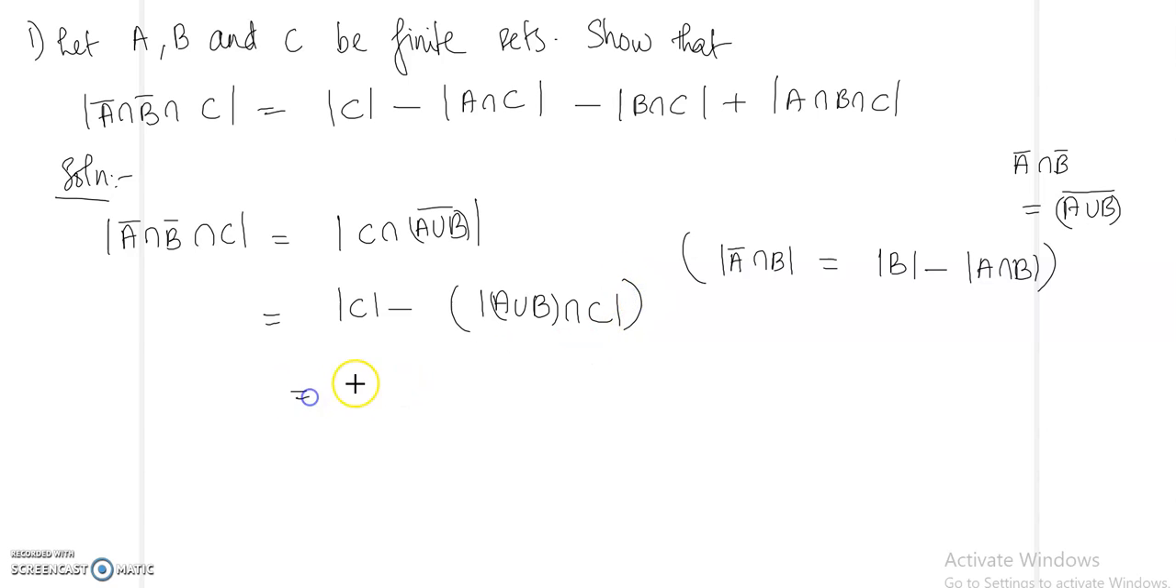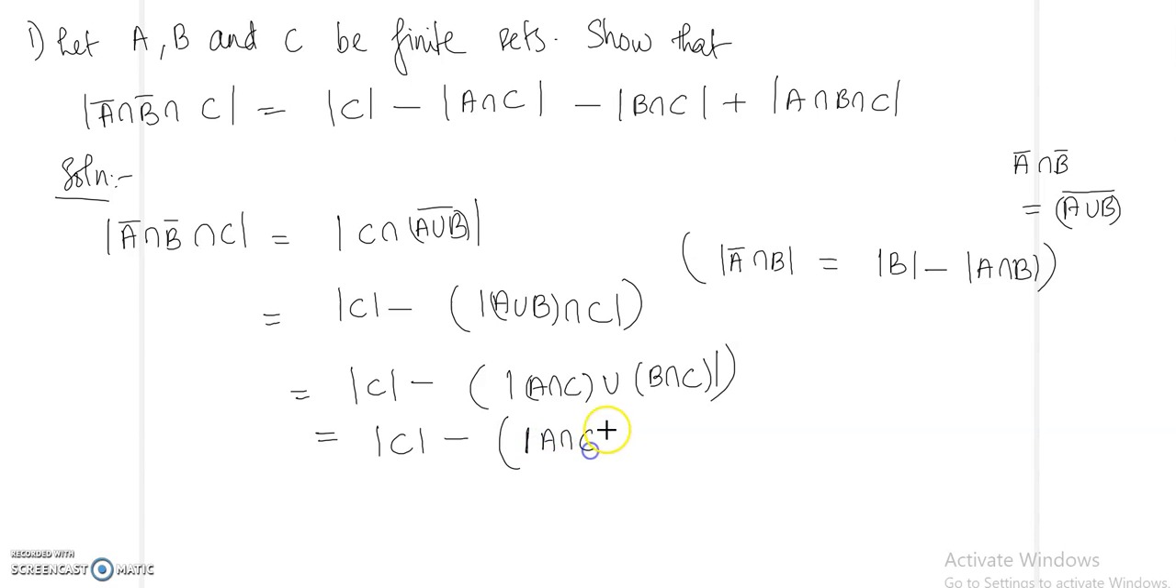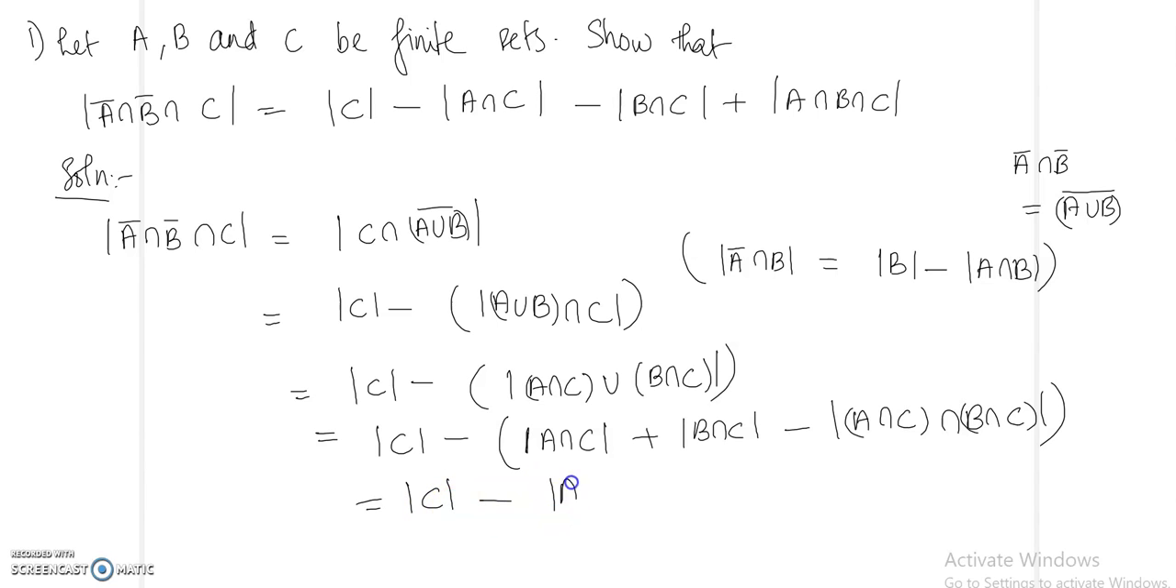So that will be equal to the cardinality of C minus, now this can be written as the cardinality of A intersection C union B intersection C. So this is in the form cardinality of A union B. Now that is equal to the cardinality of A intersection C plus the cardinality of B intersection C minus the cardinality of A intersection C intersection B intersection C. So that will be equal to the cardinality of C minus the cardinality of A intersection C minus B intersection C.